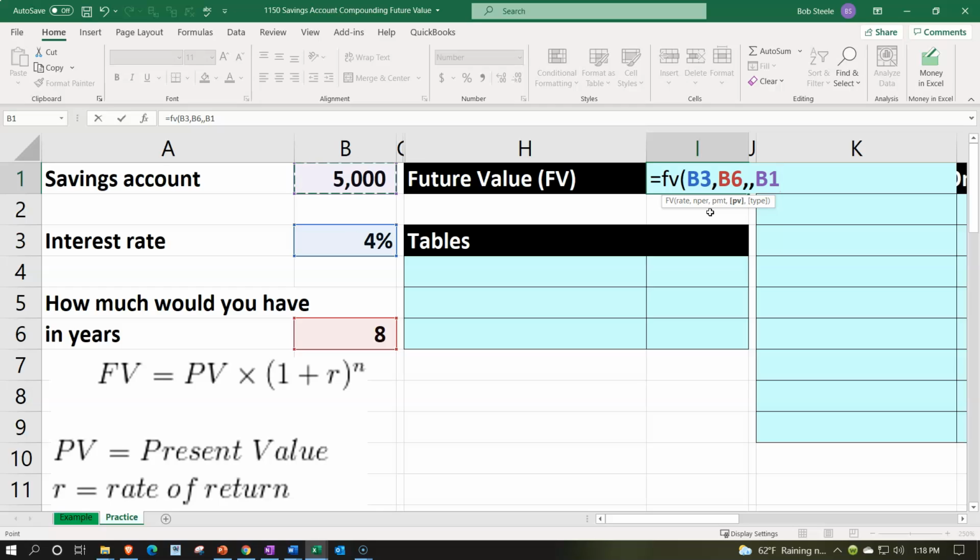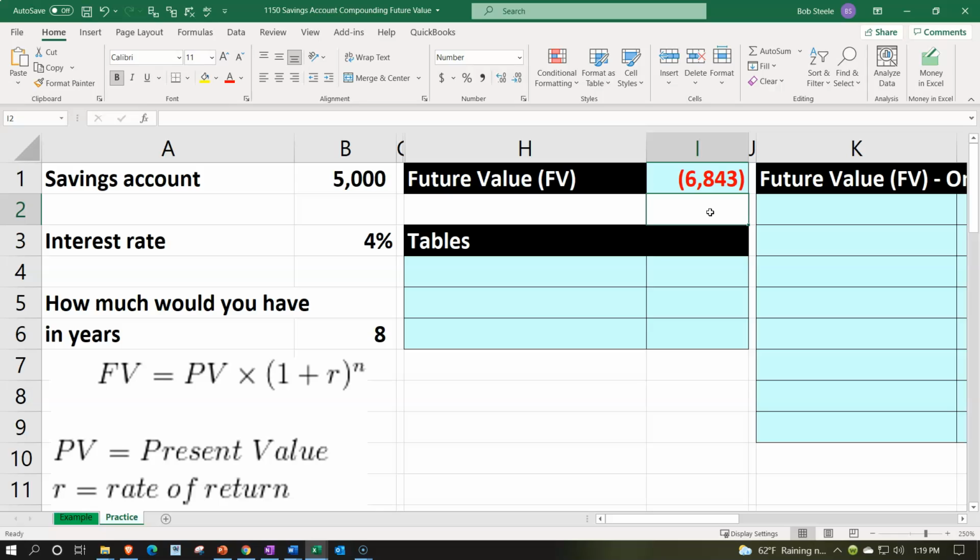We shouldn't have gone left, and then up. The 5,000 and enter. I don't need to close it up. I'm just going to say enter. There it is. I think that's the same number, pretty sure, but it's negative. I don't want it to be negative.